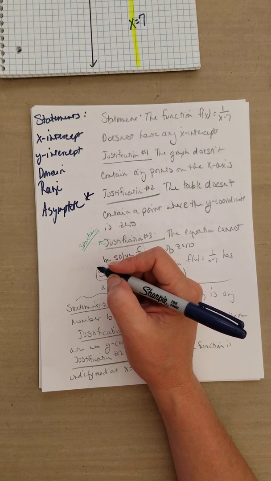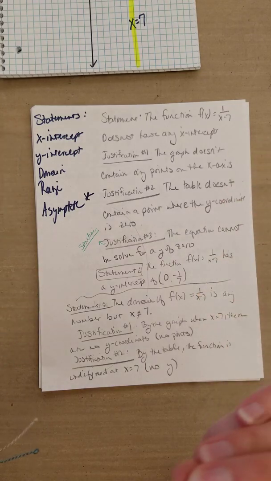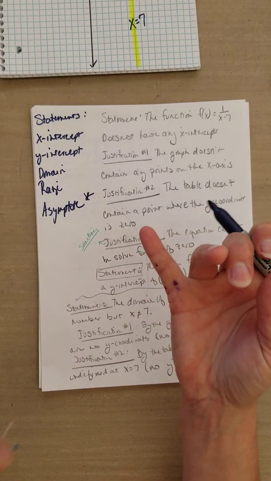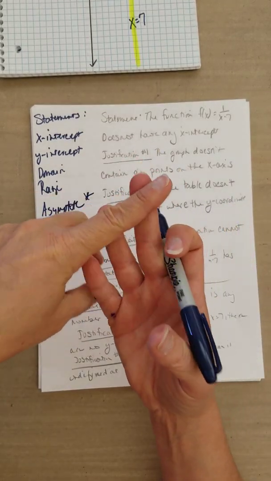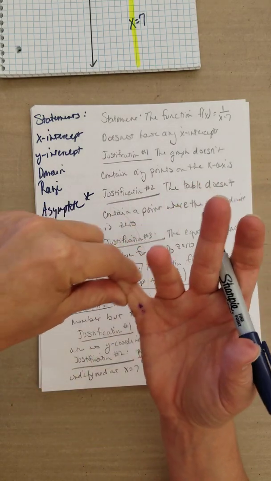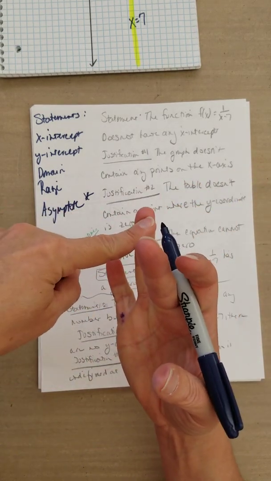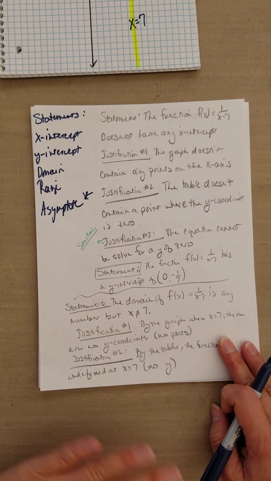All right, now those are the big ones. Generally what you'll be asked to do is maybe do a couple of them, and then you need justifications. A statement is telling me what it is. To justify is to say, I can justify it by the graph, I can justify it by the table, I can justify it by the equation. For now, I'm just going to have you do 2 justifications. I'm assuming you're going to do one by the graph and one by the table, because the equation can be kind of interesting.